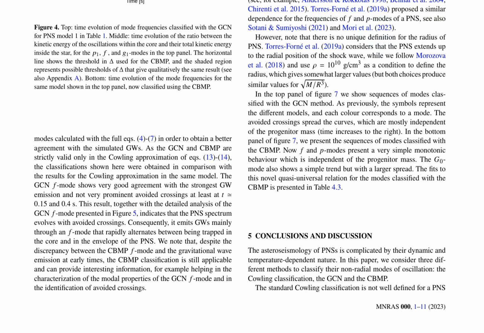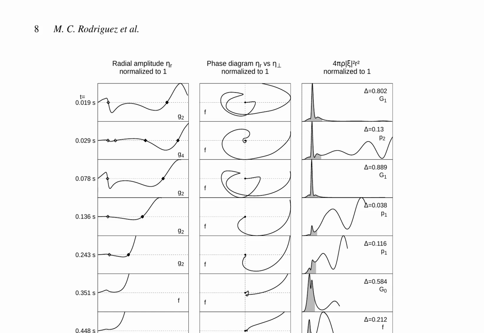The CBMP follows the time evolution of sequences of modes with the same properties, such as being trapped in the core or envelope. This approach produces a remarkably simple and monotonic behavior, as avoided crossings are absent. The paper presents fits for quasi-universal relations describing the most relevant mode frequencies as functions of the PNS average density, independent of the progenitor mass. These relations are similar to those proposed for cold neutron stars, but with a minor influence of the equation of state, EOS, for dense matter.